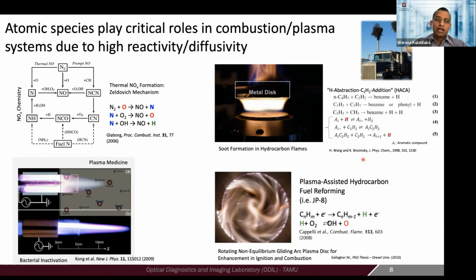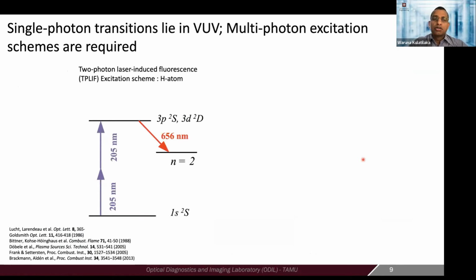So starting with atoms: carbon, oxygen, nitrogen, hydrogen. Typically, when we want to use a laser to detect these atoms, here's an example of the hydrogen atom, the simplest system you can get. If you look at the energy levels of the ground state and the first few excited electronic states, this energy gap lies in the vacuum ultraviolet region. What that means is, if you want to use a laser to excite from the ground state to an excited state and look at the fluorescence signal, you have to use a VUV, or vacuum ultraviolet, laser.